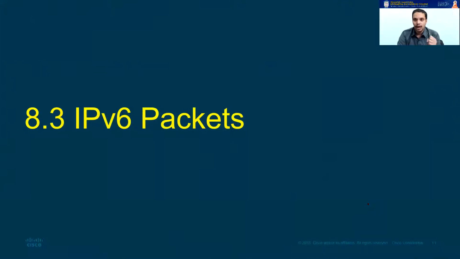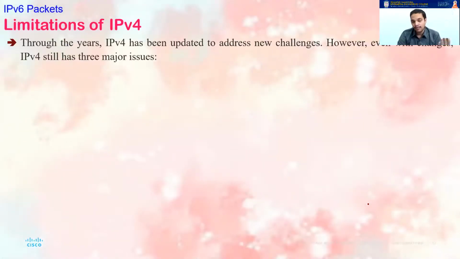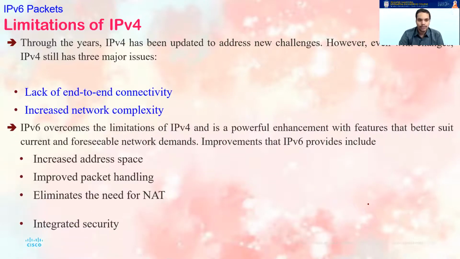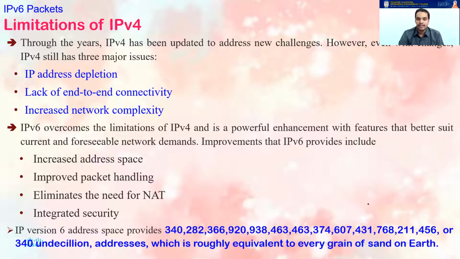Let us see how the IPv6 header looks and what components are present in it. Before going there, first of all, you have to understand why we should go for IPv6. When IPv4 is working well, why should we go to IPv6? What is the reason behind it? There are three major issues with IPv4. The first thing is address depletion.